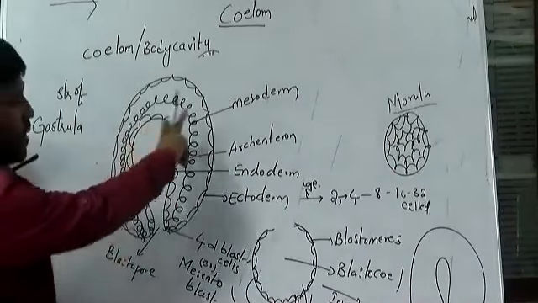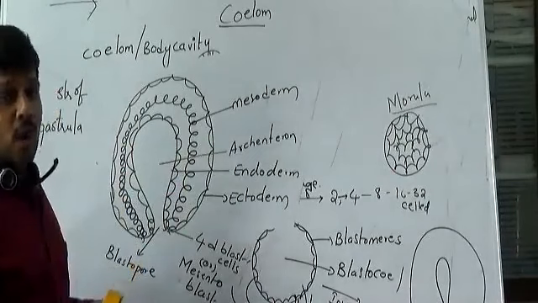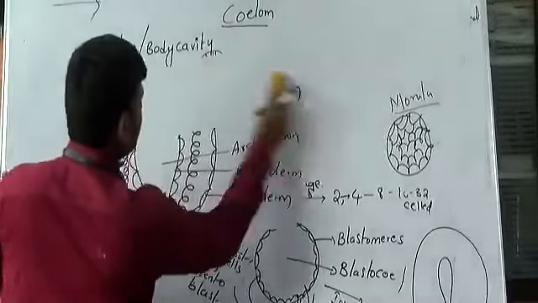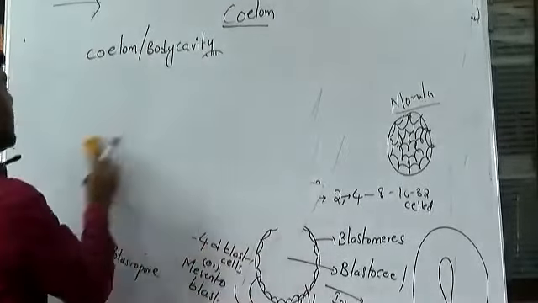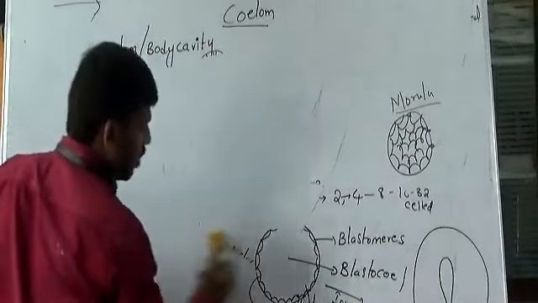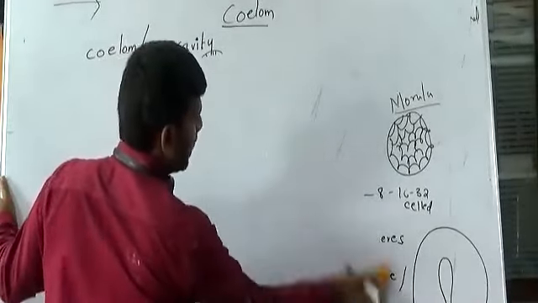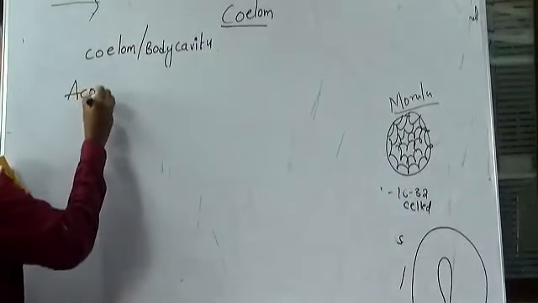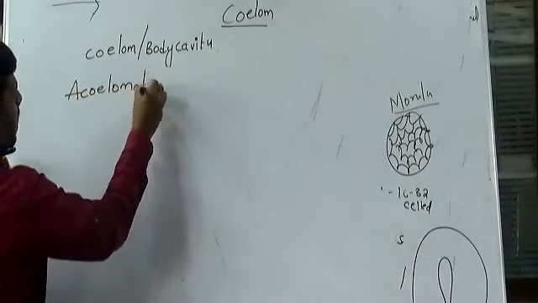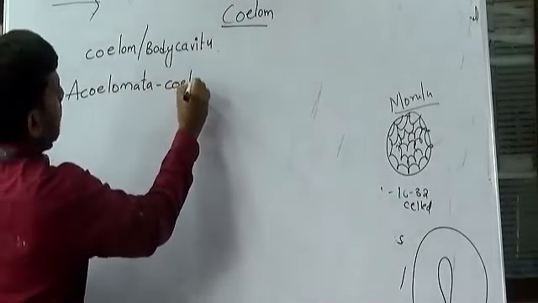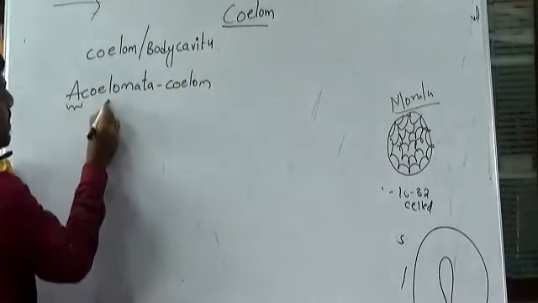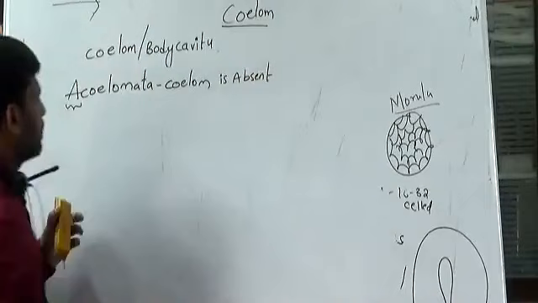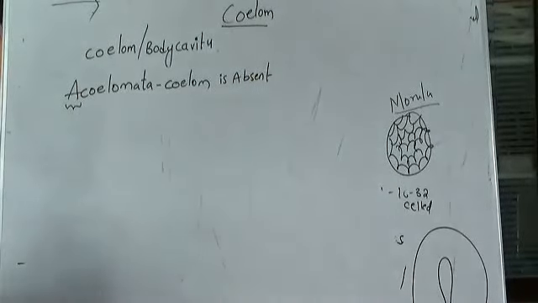If you are familiar with these terms, it is very easy to understand the concept of coelom. If coelom is present, we call such phyla coelomata. If coelom is absent, we call them acoelomata. Acoelomata means what here? A means absent. What is absent? Coelom. So coelom is absent here.